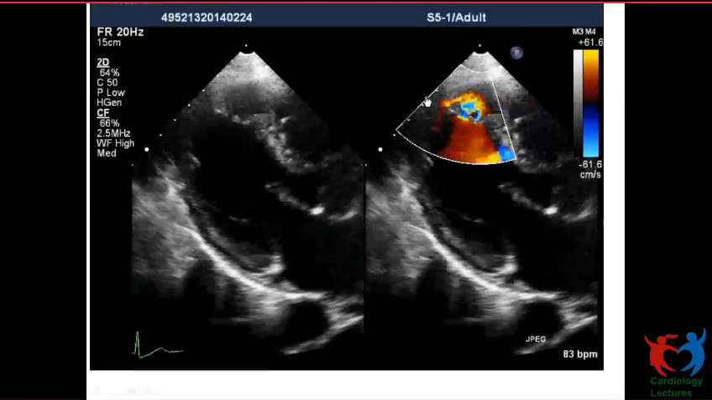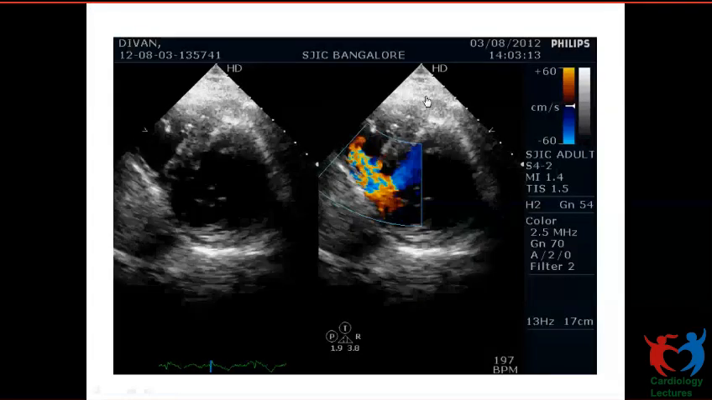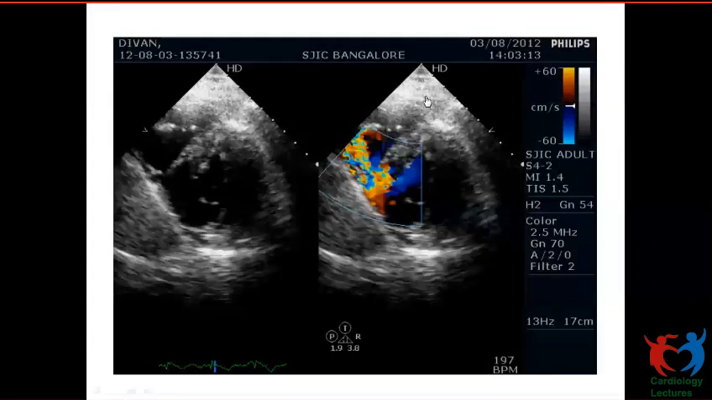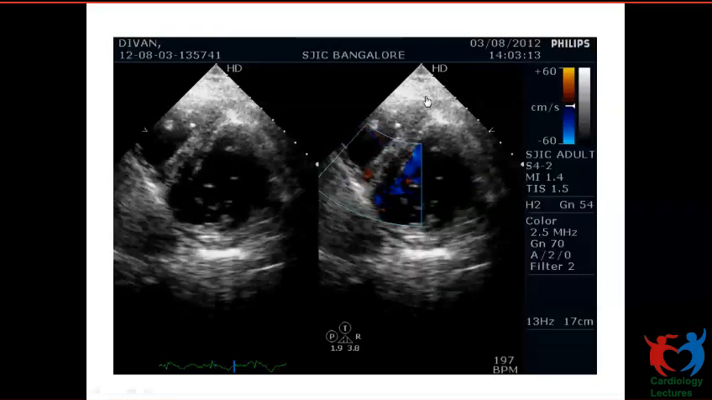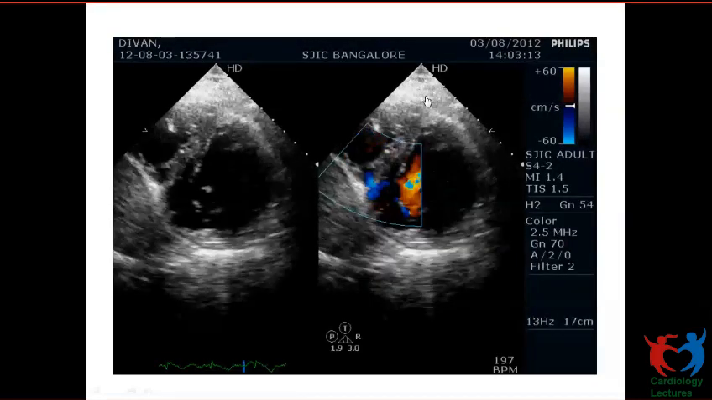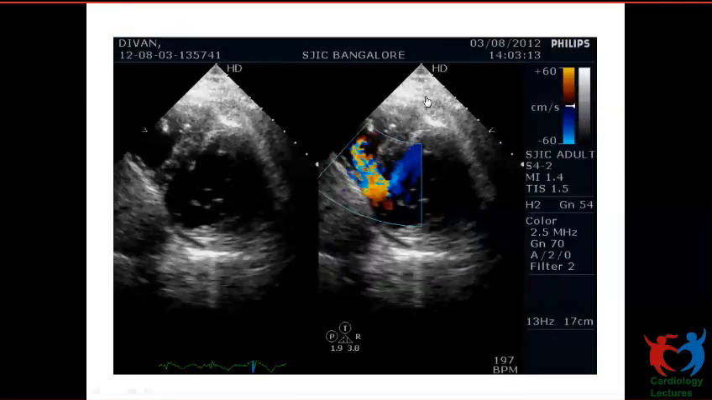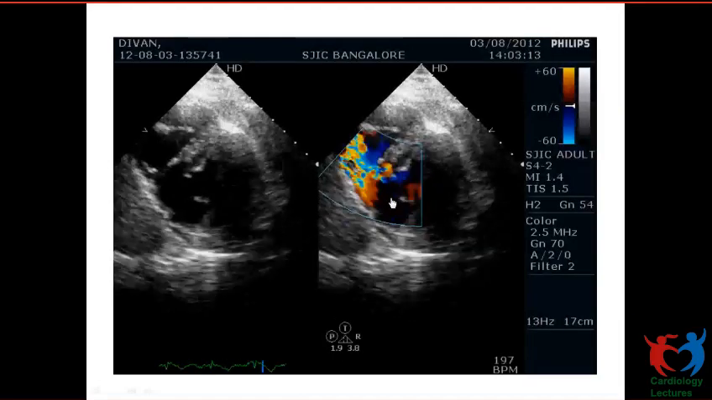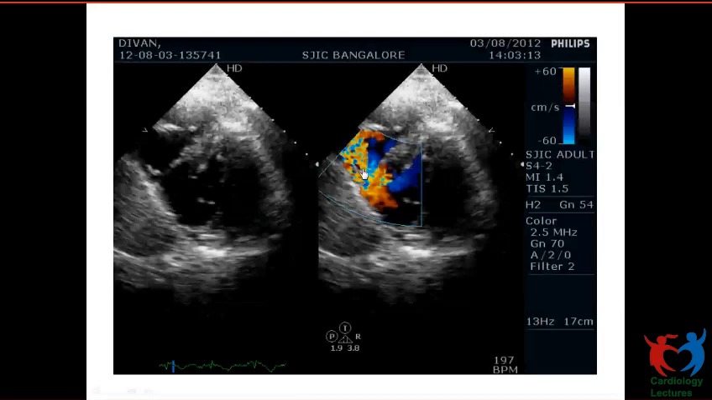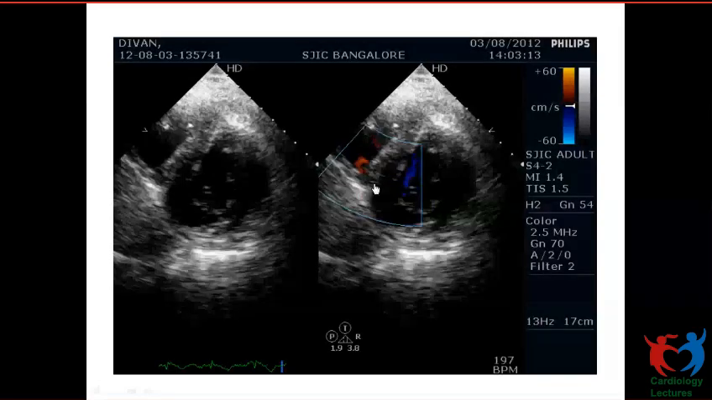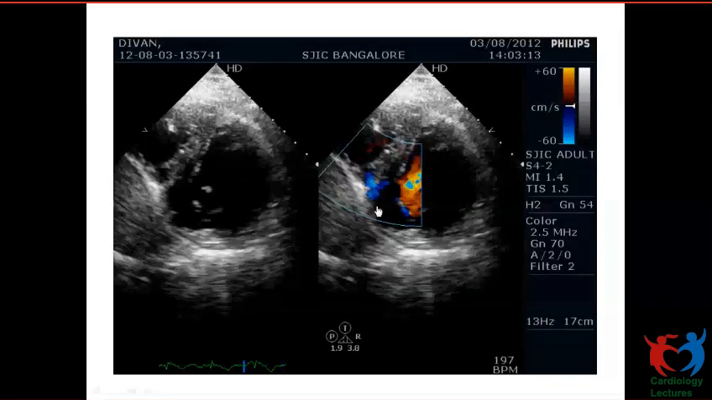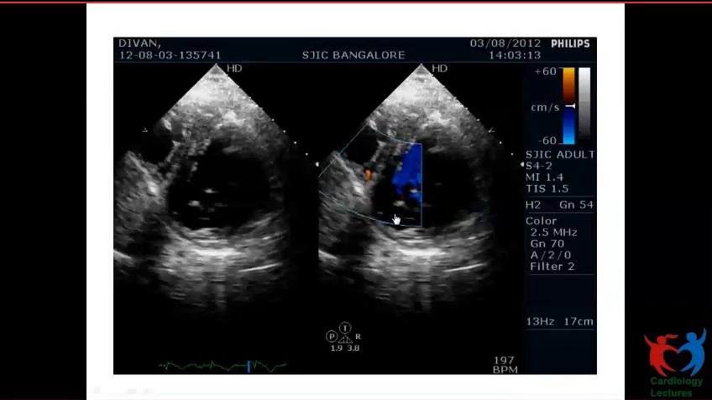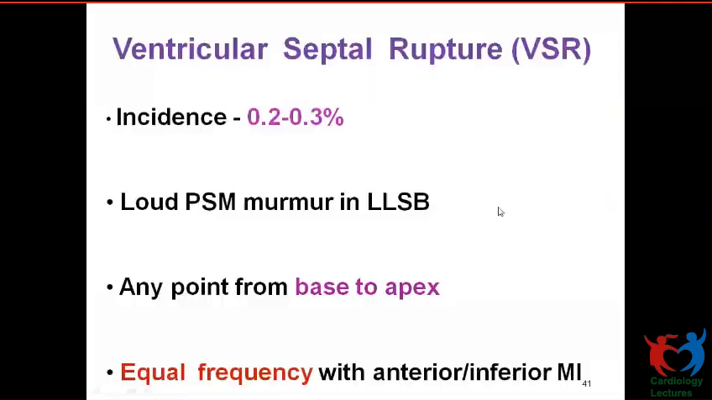Anterior wall MI, it's likely to be anterior. This is the short axis view at the level of the papillary muscle, basal level, and you can see the VSR at the basal level. So likely to be, you can see some inferior hypokinesia in this region, so inferior level.